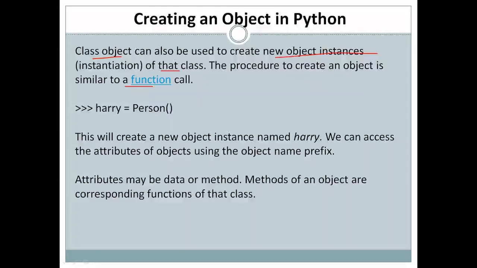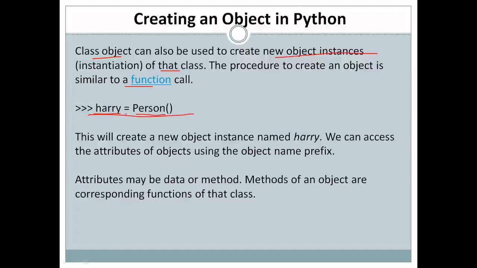Now here is an example to create an object. In the last slide we created a class with the name person. So let's say if I want to create an object of the class person, how can I create it? Object name equals person, so using this syntax you can create an object in Python.